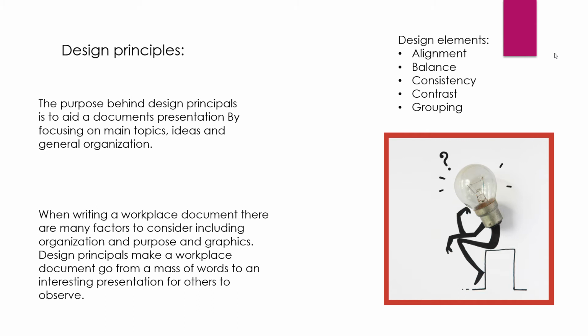Balance. Balance makes sure all other features or topics are offset. Ways you can do this are having even margins, evenly sized and spaced sections, and graphics like pictures, graphs, and lists, as well as tables.